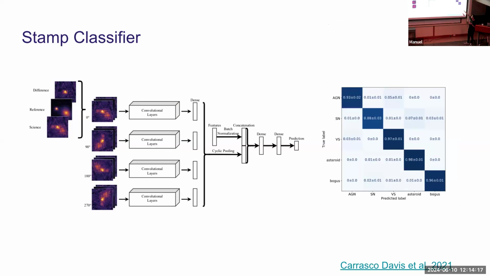As you can see here, the overall accuracy is more or less 95% of F1 score. And as you can see, the accuracy, for example, for AGNs is 93%. For most objects it is up to 93%. For the supernova objects it is 88%.